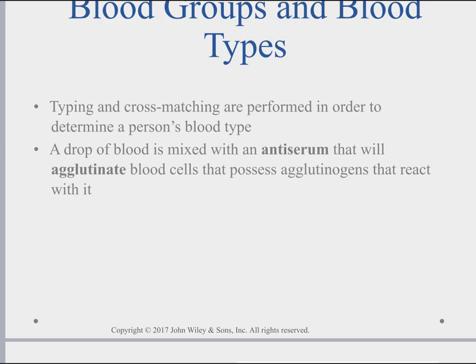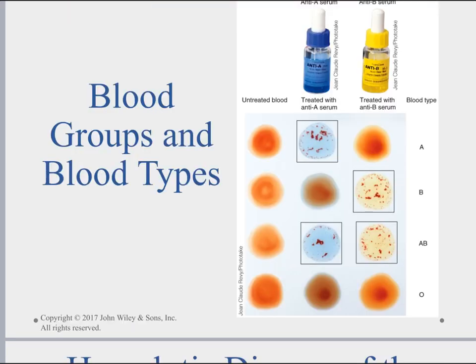So basically what happens is we take a drop of blood and mix it with an antiserum. That antiserum has antibodies in it, so anti-A and anti-B antibodies. It will agglutinate blood cells, meaning clump them together, that possess those agglutinogens on the surface to react with. So here's an example. The slide on the left right here is the sample of untreated blood. We then put a drop of blood in well A as well as well B. Now, typically there should be a third well here, which is a D well.